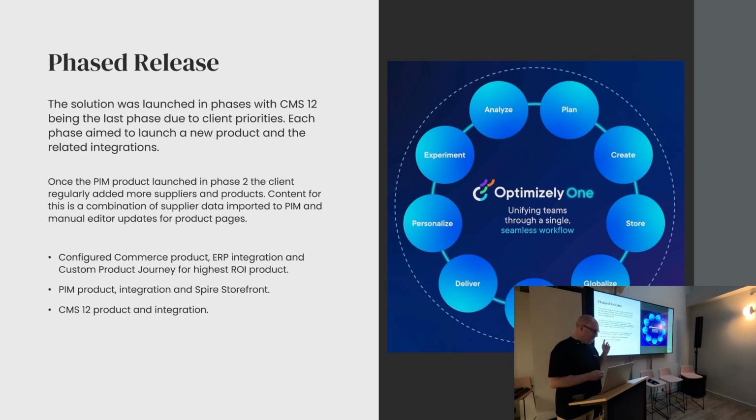The custom product journey for their most important product, which gave them the most money, but we didn't launch the storefront at that point. And in the second phase, we launched the PIM product, so they could implement significantly more products, integrate with the commerce product, and provided the Spire storefront themed up so that they can actually use the out-of-the-box storefront. Then the final phase was pulling in the CMS product and integrating it, which is what this talk is about.